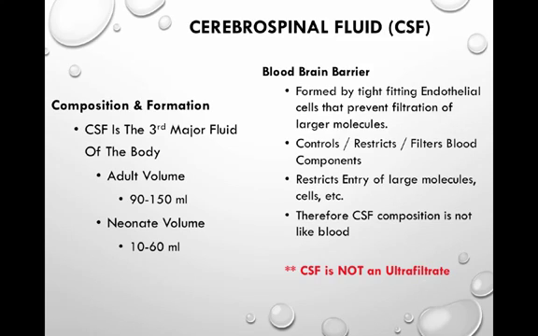Cerebrospinal fluid is the 3rd major fluid of the body. Others that we would deal with are blood and urine, and those are numbers 1 and 2. So amounts of cerebrospinal fluid, again, 90 to 150 milliliters in adults, 10 to 60 milliliters in neonates.